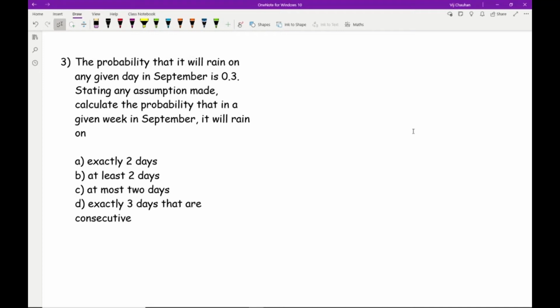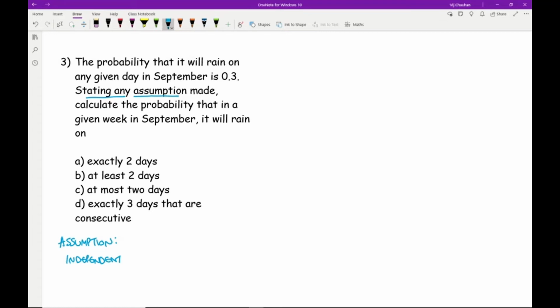So this one's a little bit more complicated, and you just need to take extra time in how you're reading the question. The first thing I need to state is any assumption. Whenever you get asked this, nine out of ten times, the assumption is that it's going to be independent. In other words, the chance of it raining on one day has no impact on the probability of it raining the next day.